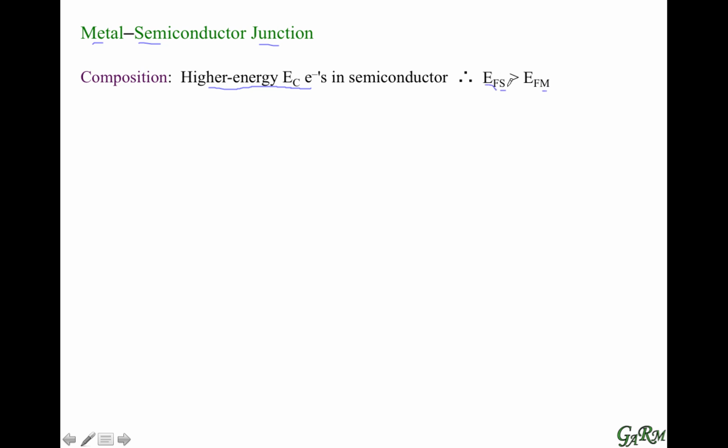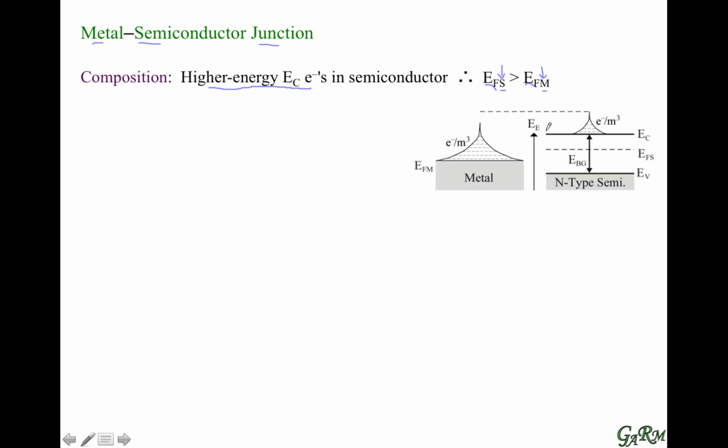And the Fermi level, which is an indication of that probability, is therefore higher for the semiconductor than for the metal. So when we see these two pieces separated apart, we see that the Fermi level of the semiconductor is higher than the Fermi level of the metal. Here the semiconductor is an N-type material, so it's doped with donor impurity atoms that donate lots of electrons. So the probability of finding electrons is higher than finding holes. As a result, we see that the Fermi level is closer to the conduction band.